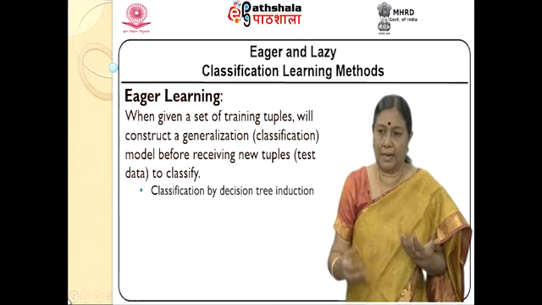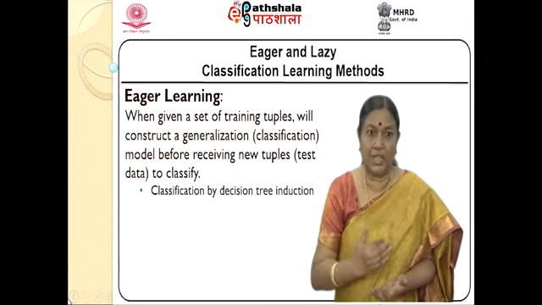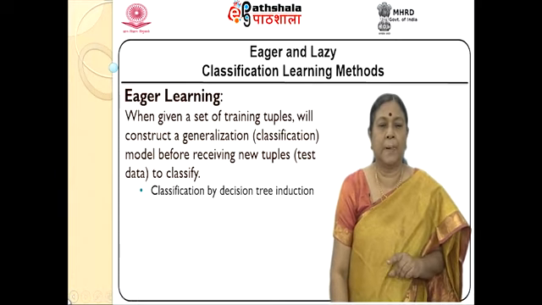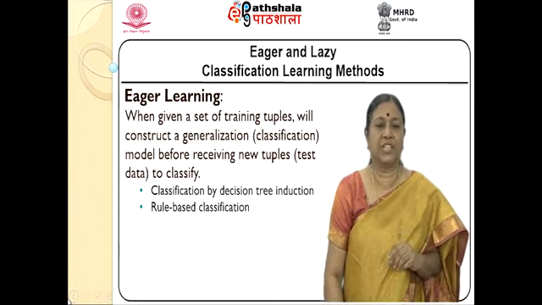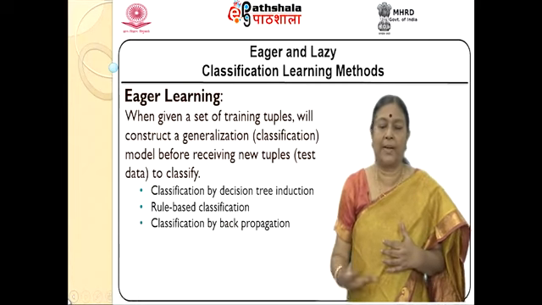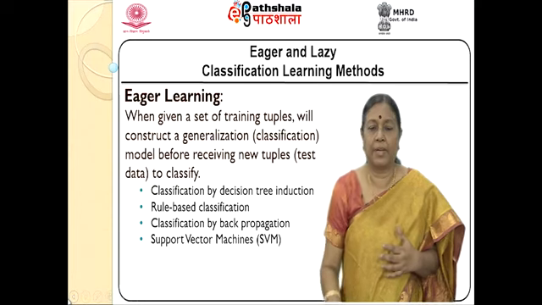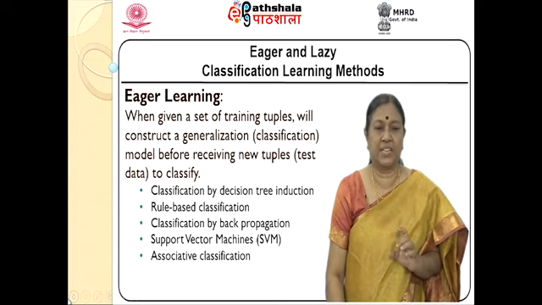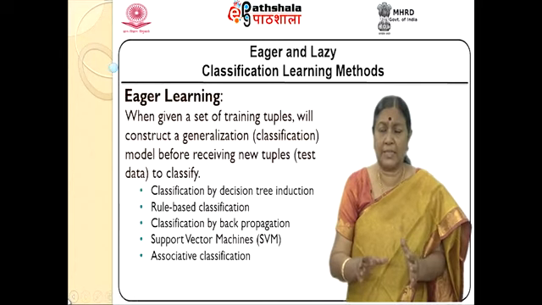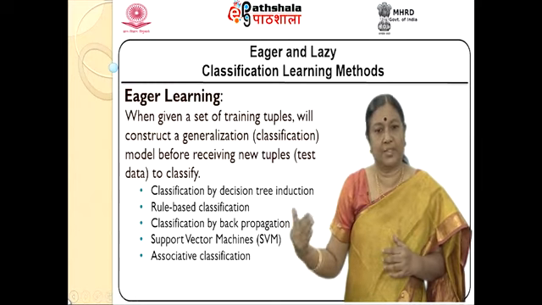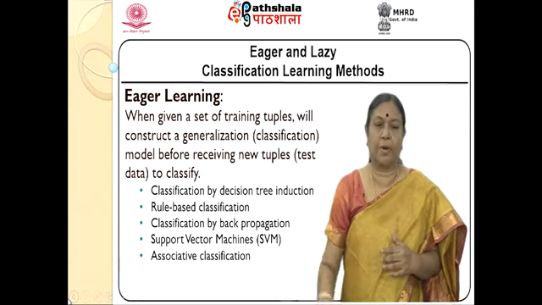There are different algorithms that come under this class. One is classification by decision tree induction, the next is rule based classification, and then we have classification by backpropagation, that is using neural networks. Then we will be looking at support vector machines, and then associative classification. So, these are some of the methods which come under eager learning. We will be looking at some of them as we go along further in forthcoming modules.